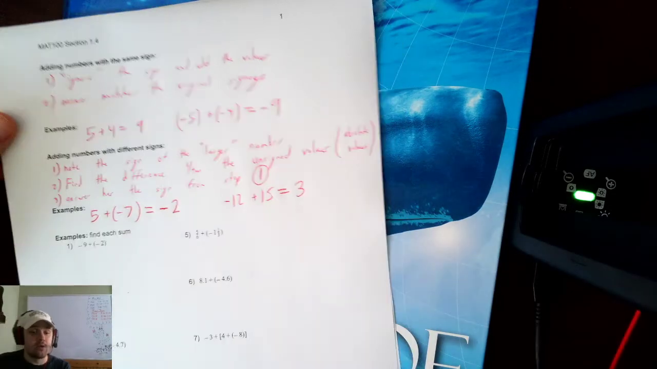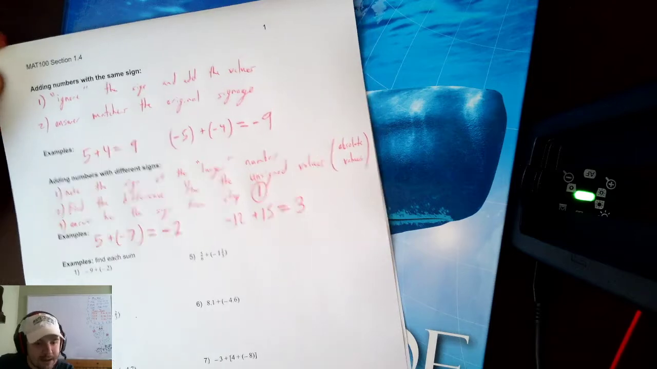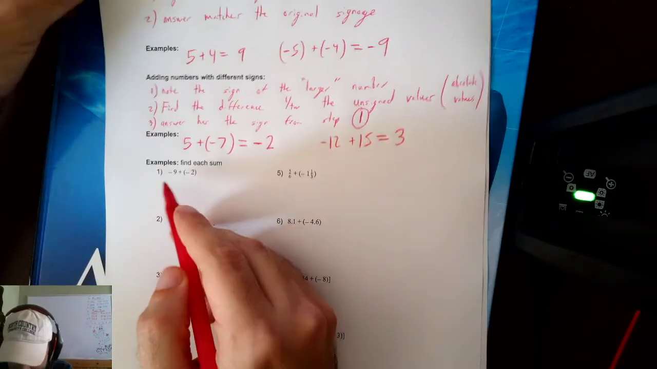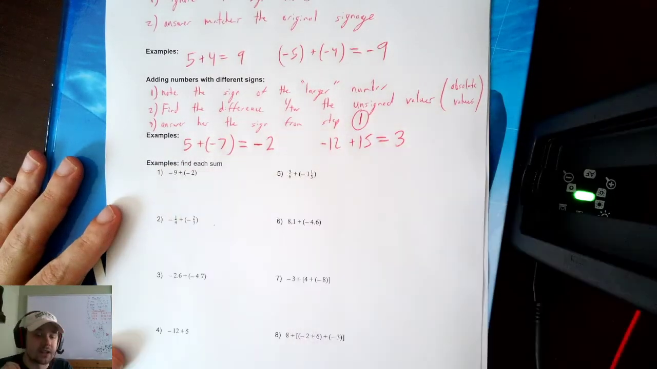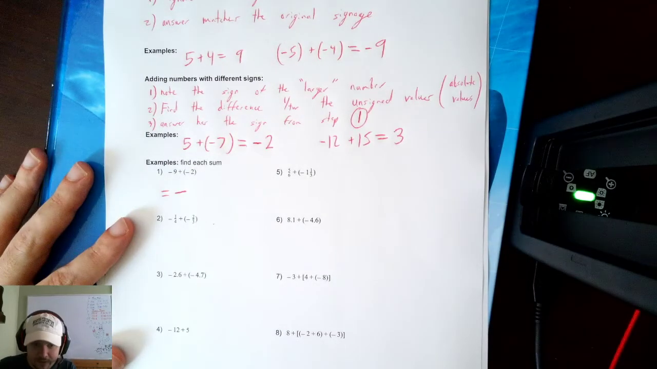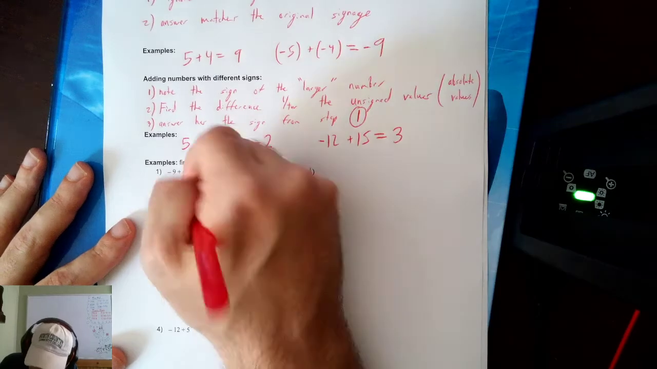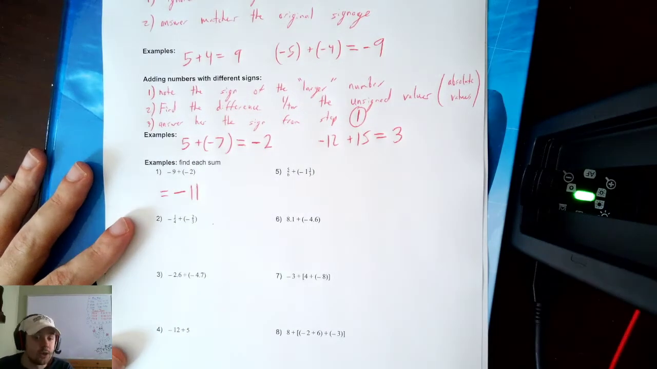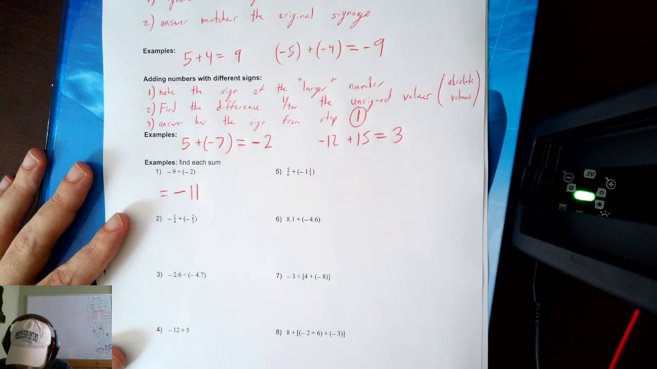So let's run through a whirlwind of examples, just to make sure we get the hang of it. Negative 9 plus negative 2. Those are the same sign. So I know right away my answer is going to be negative. And since they're the same sign, I combine them. 9 and 2 combine to make 11, right?